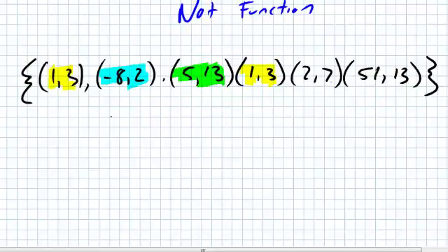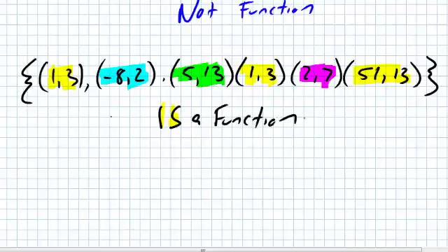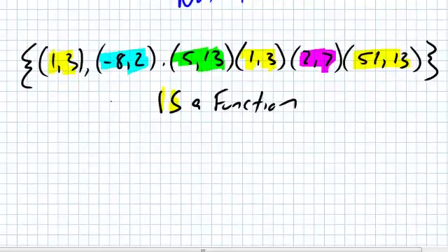(2, 7). I plug in a 2, I get a 7 out. There's no other plugging in 2s. And lastly, (51, 13). And that's okay as well. So this is a function. For each input, I get the same output every single time. And that's how you check your ordered pairs for functions.